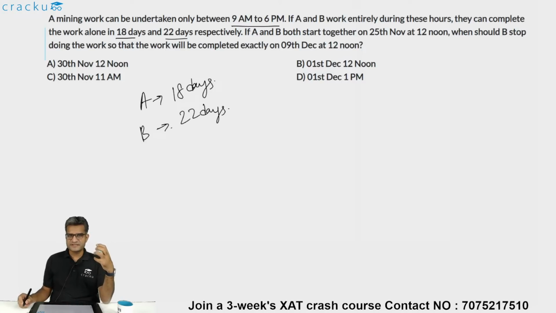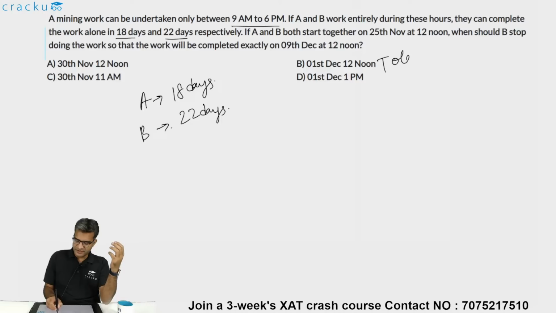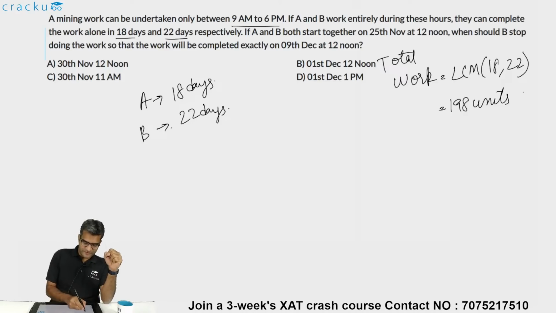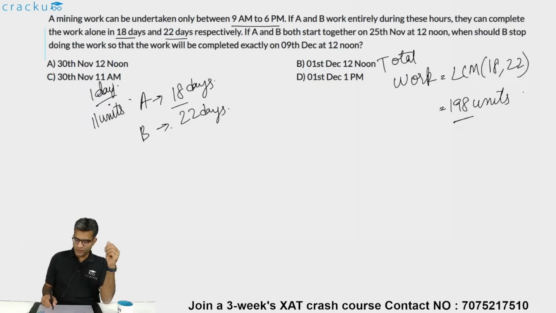Normally, we don't want to discuss the time that it takes for a person to complete the job. We want to discuss or compare their efficiencies. So let us assume that the total work that needs to be done is the LCM of 18 and 22. You can assume this to be anything, but if it is the LCM, the calculations become easy. This is 198 units. Let us assume that this is the work that needs to be done. So in one day, the amount of work done by A is 198 divided by 18, which is 11 units. And the amount of work done by B is 198 divided by 22, which is 9 units.